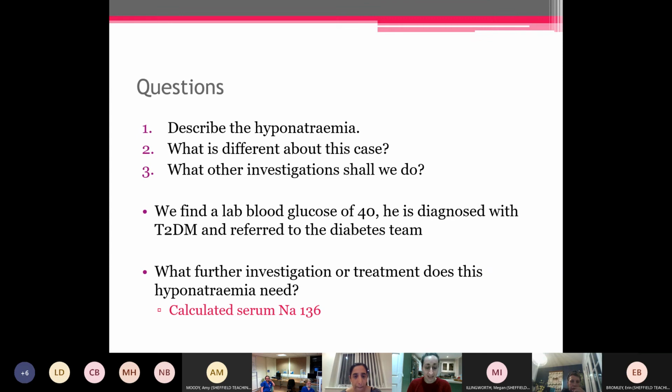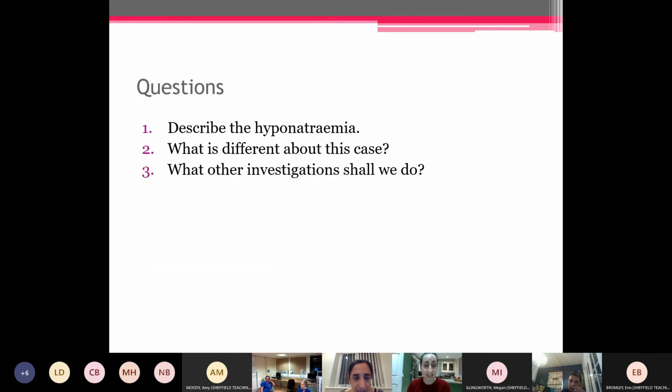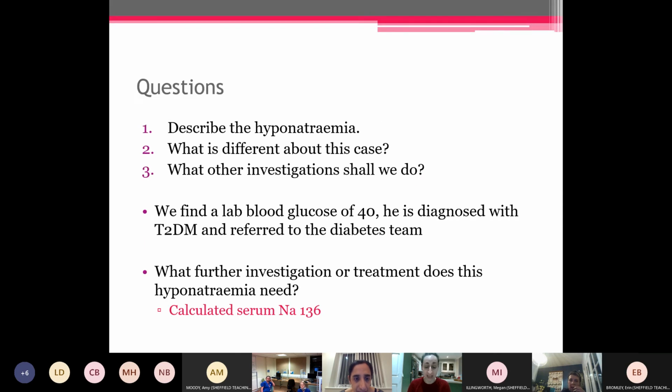So we've done a calculated serum osmolarity, which I've done on MDCalc. And if someone came in with, what did I say? Sodium of 126 and a lab glucose of 40, it works out that the actual serum sodium is 136. So we can write that in the notes.